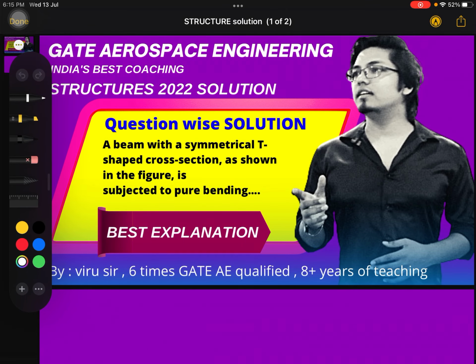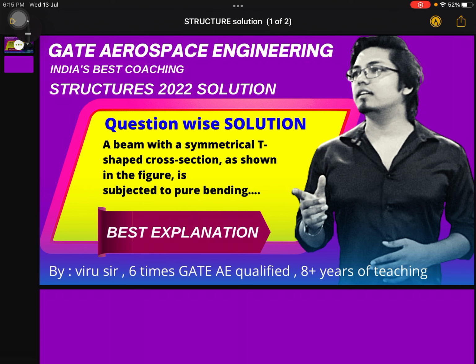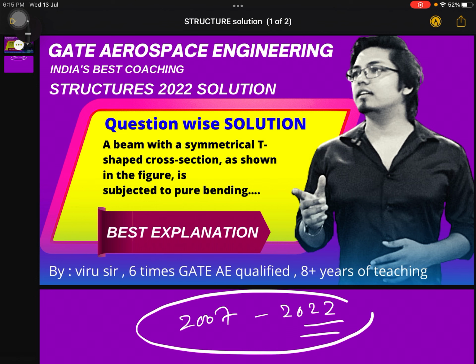So finally I am starting a complete solution series, and here I am going to solve the entire question paper from 2007 to 2022, because till now the 2022 exam is over. So all the solutions I am going to make clear in detail. Now you understand very well, when I'll be solving a solution, there are already so many people who have uploaded the solution, but what will be different in my solution?